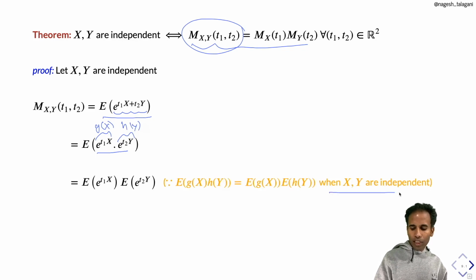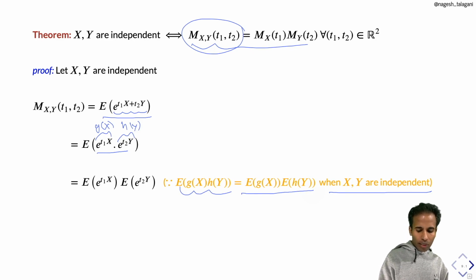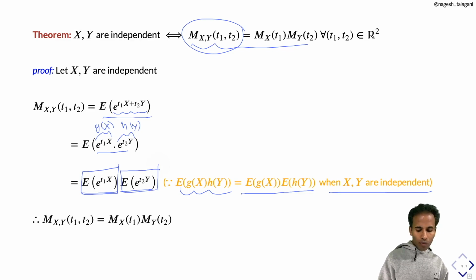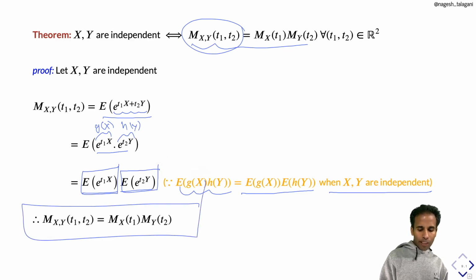When x and y are independent, expectation of g of x times h of y is going to be expectation of g of x times expectation of h of y. So we can write expectation of e power t1x times expectation of e power t2y. So this is exactly MGF of x at t1. This is exactly MGF of y at t2. So therefore we have joint MGF of xy at t1, t2 equal to MGF of x at t1 times MGF of y at t2. Okay, fine.